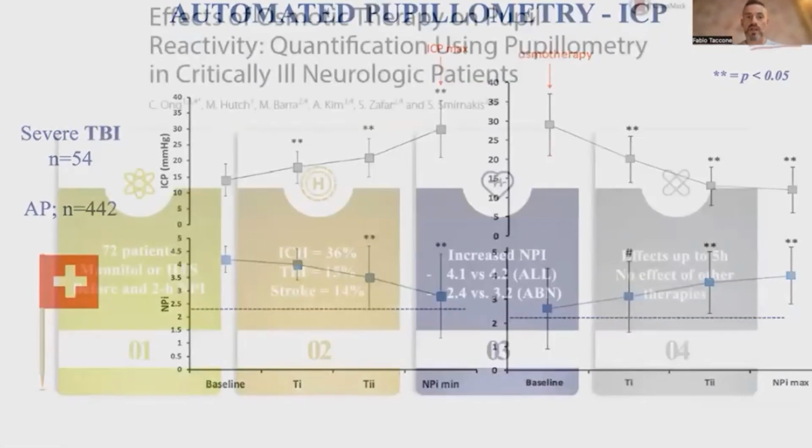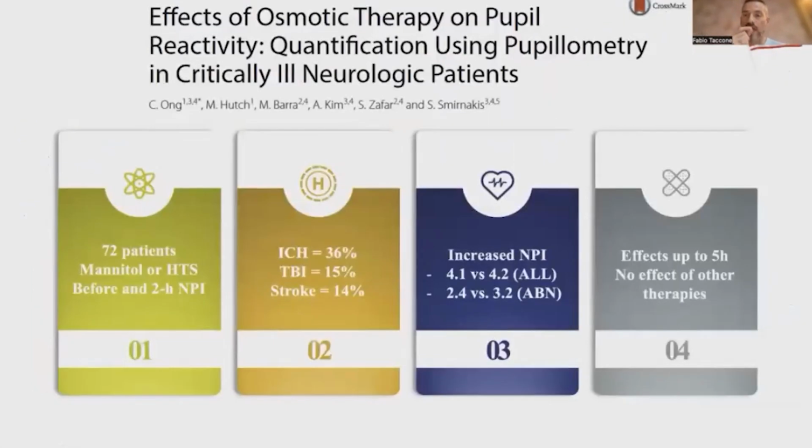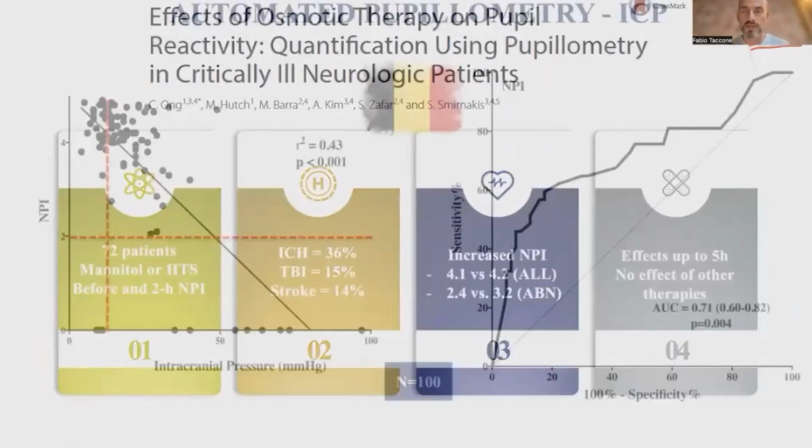This study from Switzerland, as this study from the US, has shown that having a pathological NPI together with elevated ICP could be very interesting to see how therapies given to reduce ICP and reduce brainstem compression will act, of course, in these patients. It's a very rapid way to assess what's happening.